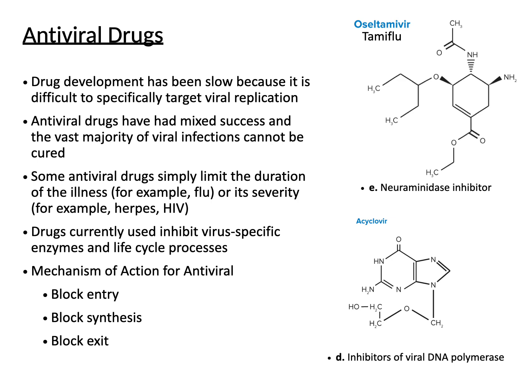Again, if you're blocking entry, sometimes what they do is they bind to glycoproteins that are on the surface of the virus, or they bind to the receptor that they target. So an example of blocking entry would be Tamiflu. It is a neuraminidase inhibitor. Neuraminidase is one of the glycoproteins that are found on influenza. And acyclovir is going to block the viral DNA polymerase, so that the virus can't replicate its genome. So that would be an example of blocking synthesis.